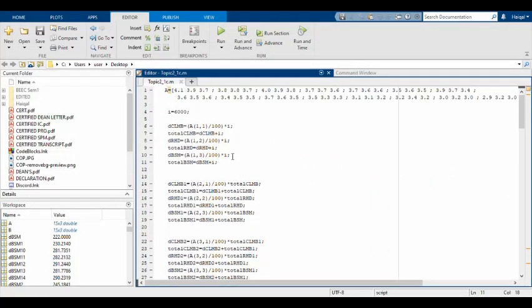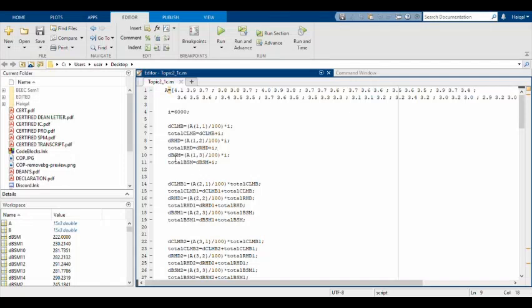For the calculation, dividend CLMB equals A matrix (1,1), that is 4.1, divided by 100 times I, which we stated here as 6,000. So total CLMB equals the dividend CLMB that we got from here plus I. Dividend RHD equals A matrix (1,2), that is 3.9, divided by 100 times I. So total RHD equals dividend RHD plus I.